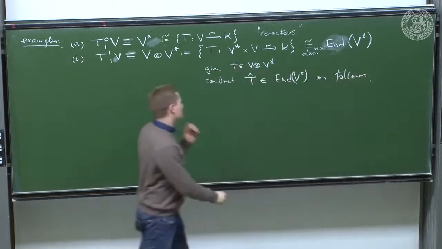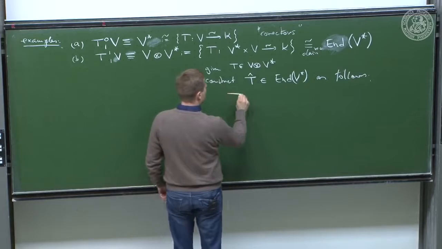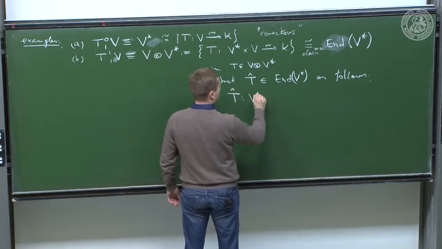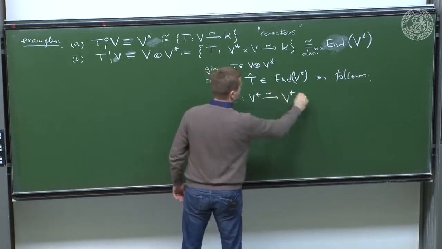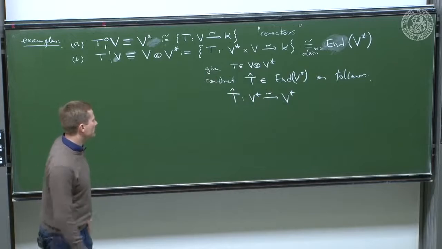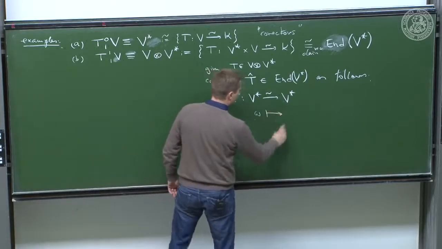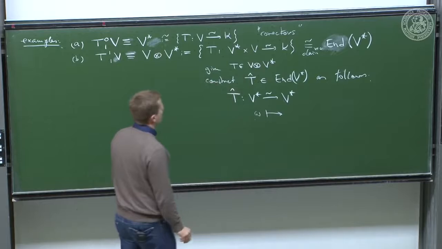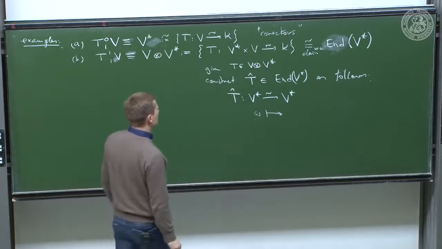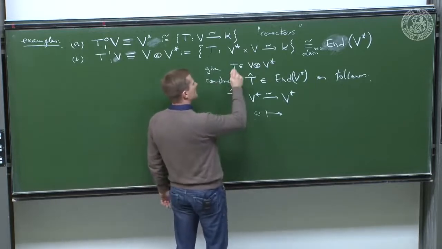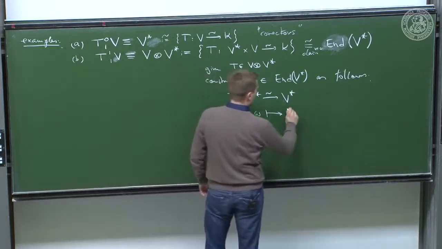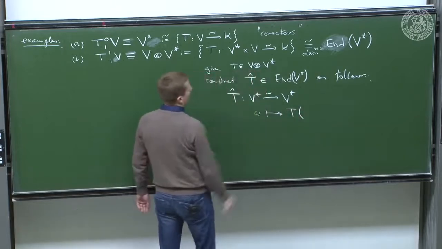What do we got to do? Well, an endomorphism, that means that T hat is a linear map from V star to V star. That's an endomorphism. So to every omega, an element of V star, we must assign another element in V star. And I would like to induce this map from a given T. And I do this by employing the T up here.